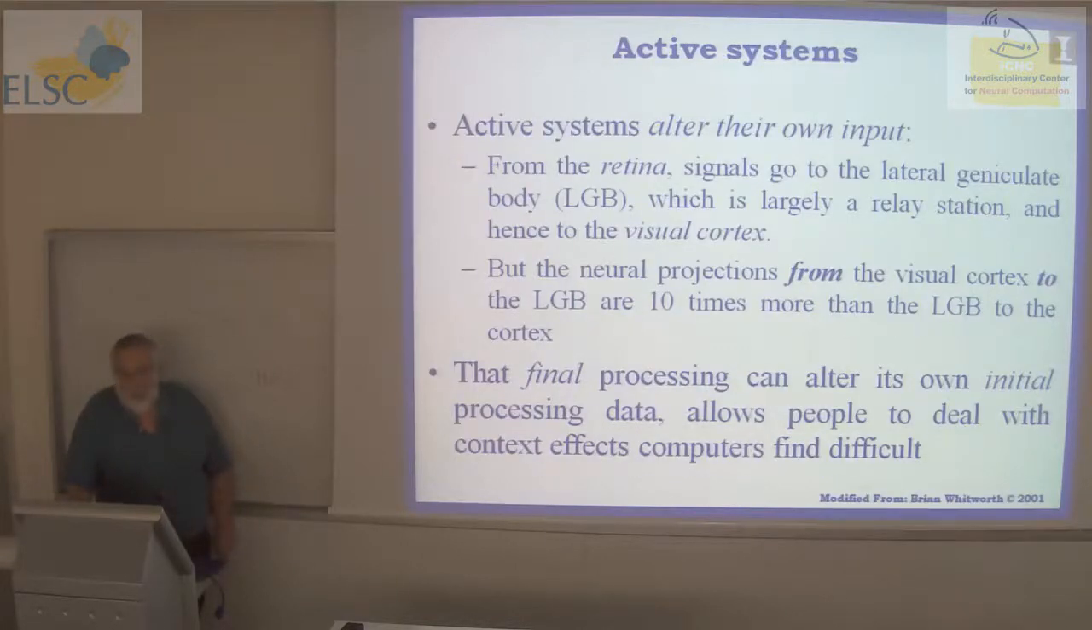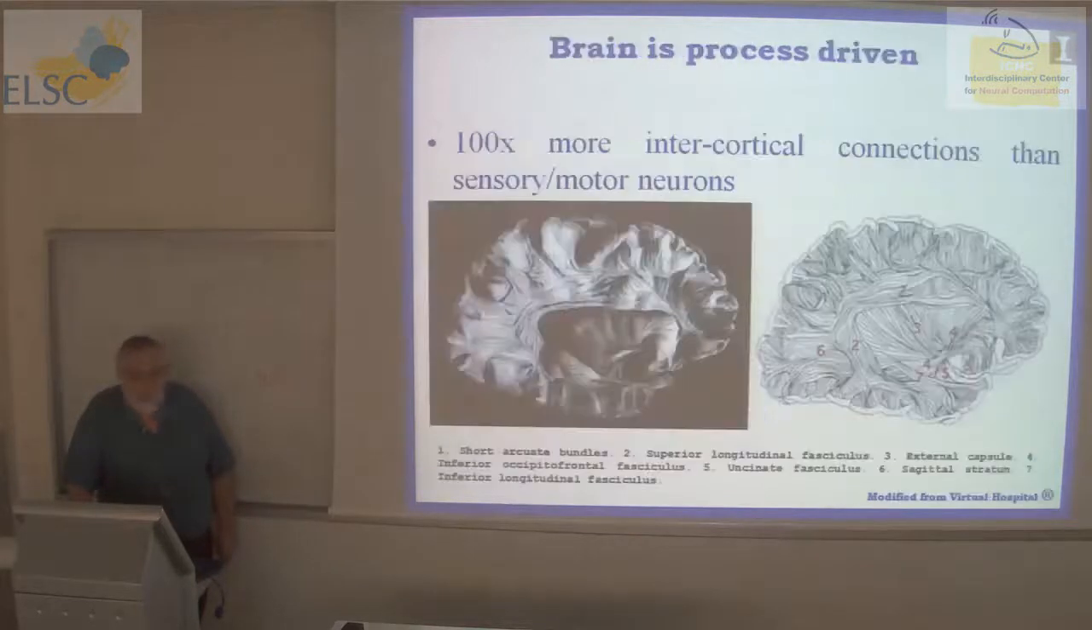In an active system, they alter their own input, and we have 10 times more output from the cortex to the thalamus than input from the thalamus to the cortex. And the final process can alter its own initial process data and allows people to deal with context effects that computers find difficult. And when we look at the cortex, we find that 95% of the fibers are cortico-cortical fibers. The cortex is dealing a lot with itself, and the input is some artifact that goes into the system in that sense. 5% is input and output.